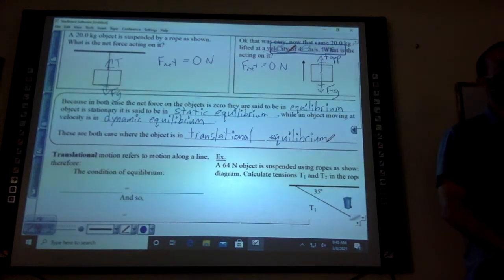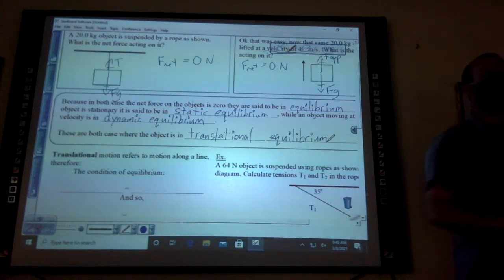Yeah? So equilibrium is basically when an object's net force is 0? Yep. That's the definition of it? Yep. So all the forces are balanced.